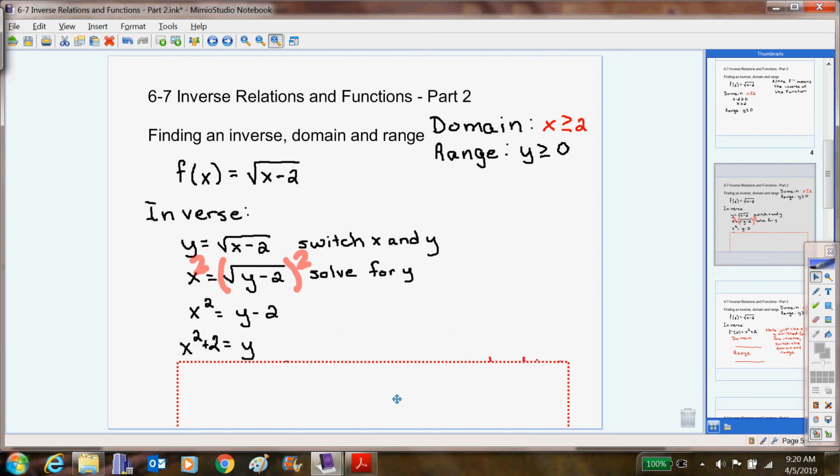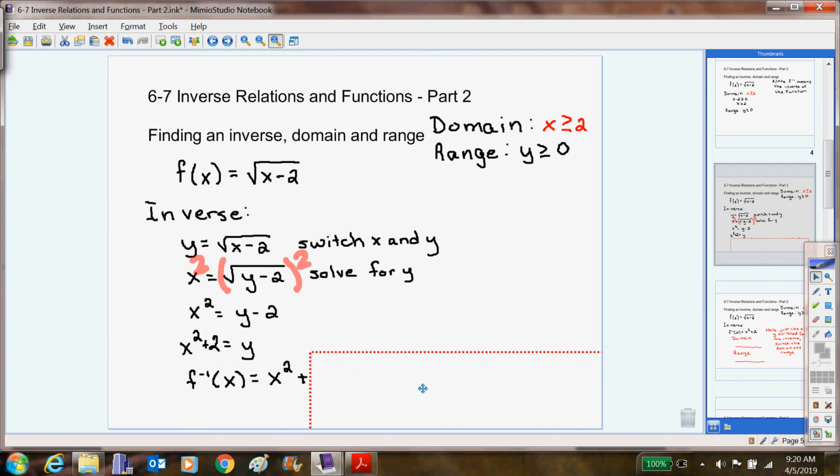Add 2 to both sides. Thank you very much. So we have y equals x squared plus 2, but our new notation tells us that that's the inverse of f. So we're going to change it over to that inverse notation. F inverse of x is x squared plus 2.